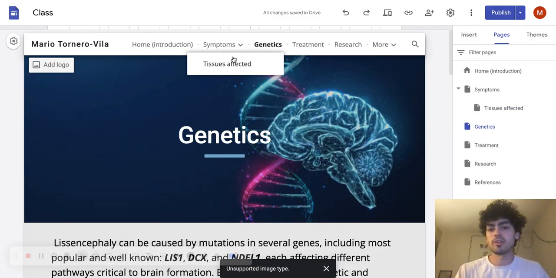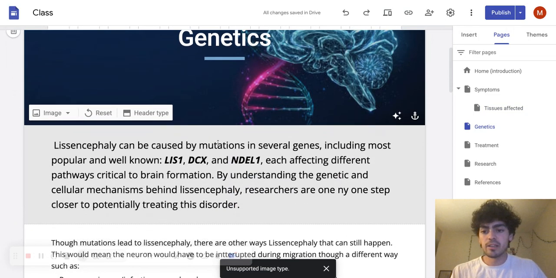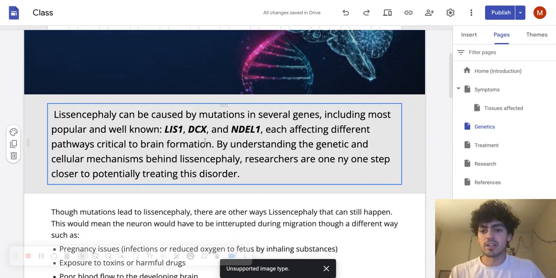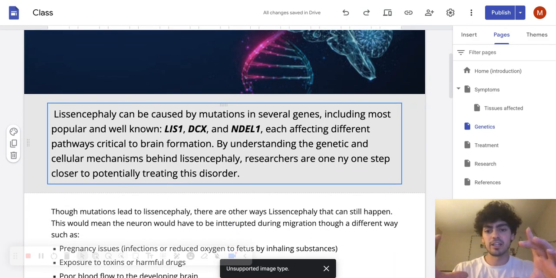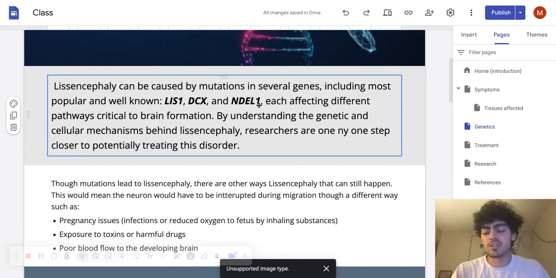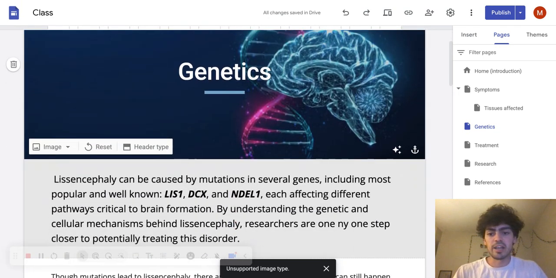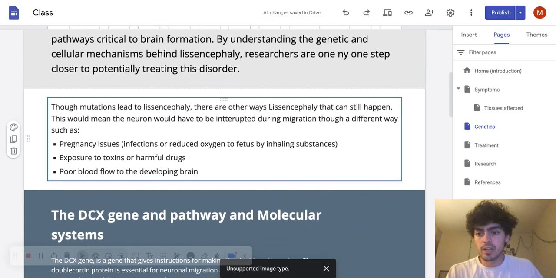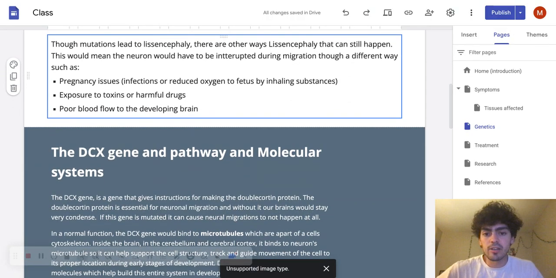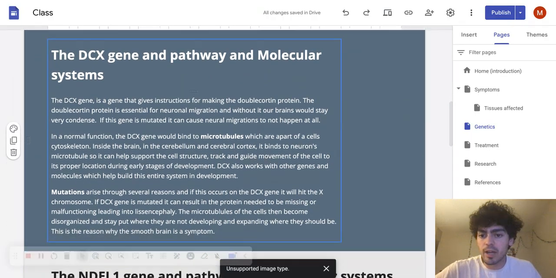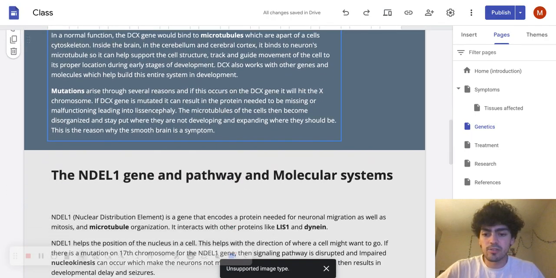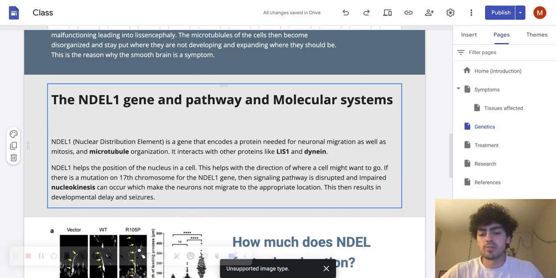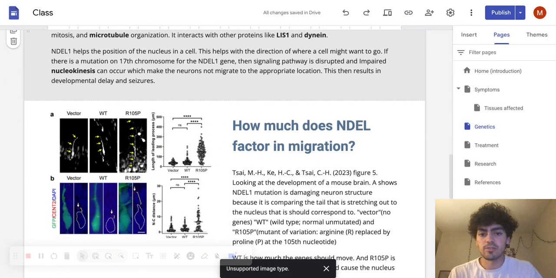Genetics, they would probably understand a little bit from the previous slides. I wanted to start with basic sentences, highlighting the three main genes that are involved in the genetics and research that I looked at. Here I'm talking about what kinds of things happen, the pathways, keeping it a little simple, and then talking more about molecular systems and how that goes.